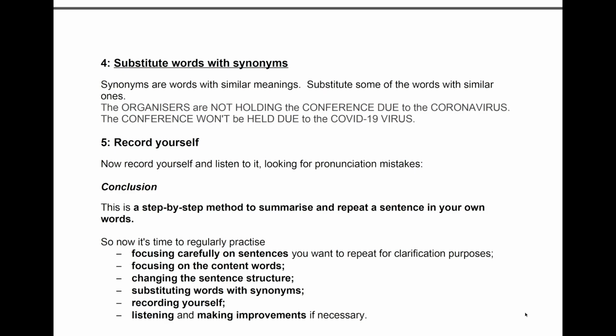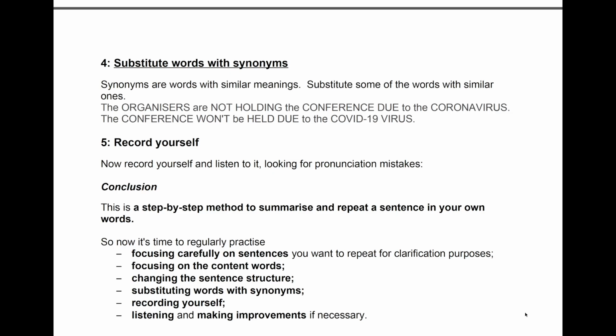Step 4, substitute words with synonyms. Synonyms are words with similar meanings. Substitute some of the words with similar ones. The organizers are not holding the conference due to the coronavirus. The conference won't be held due to the COVID-19 virus.